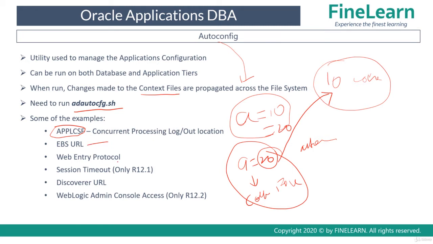EBS URL, for example, you got a new load balancer, you want to change the EBS entry point or EBS URL, then you can change it. Similarly, the web entry protocol, for example, I want to change from HTTP to HTTPS. Yes, still I can update it in the context file and run autoconfig. Then the session timeout, which is there in release 12.1, discoverer URLs, or the WebLogic admin console access. We'll be seeing this one as an example now.